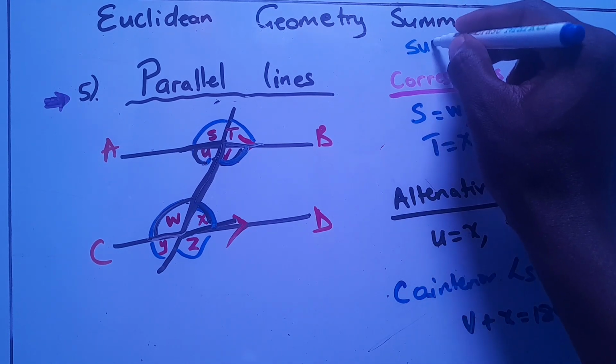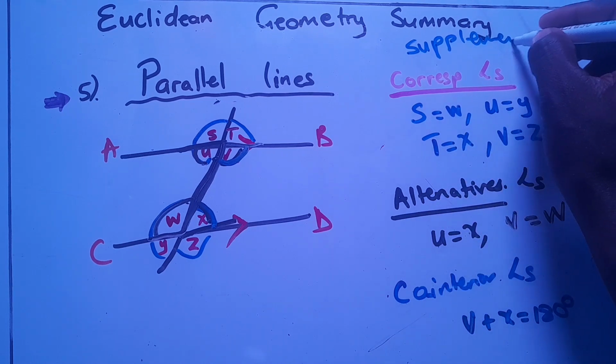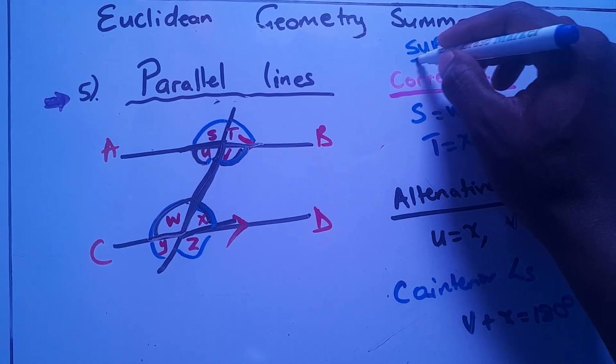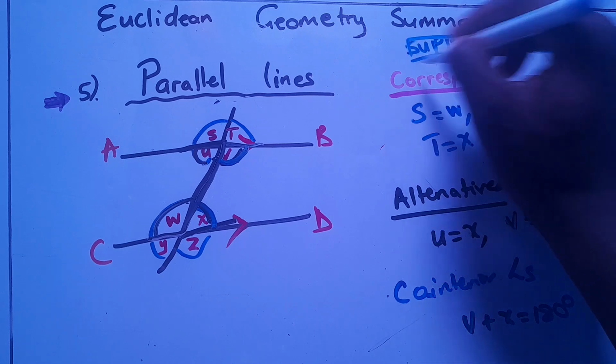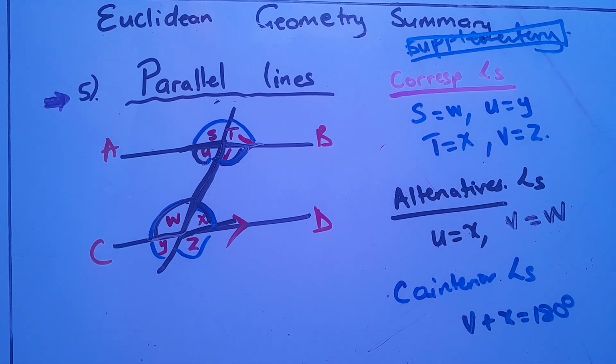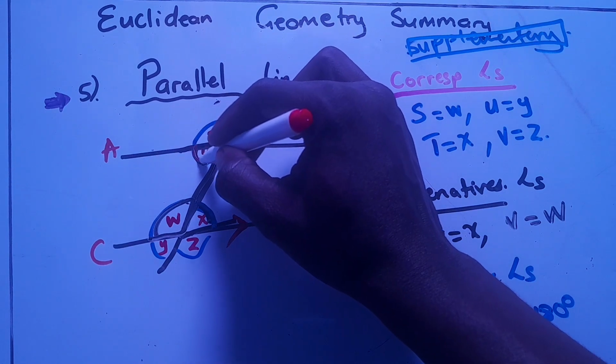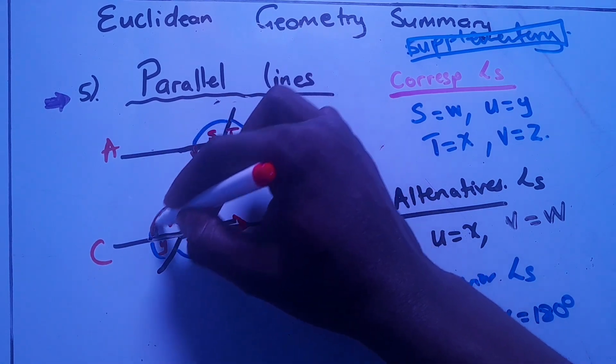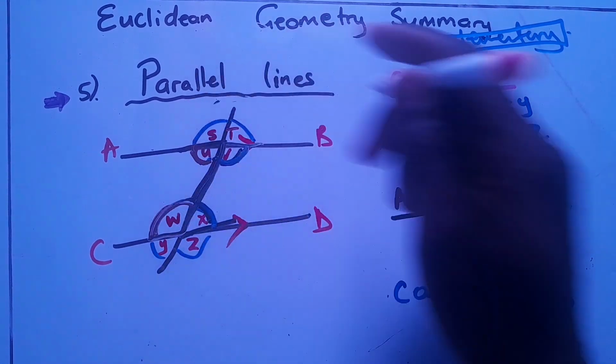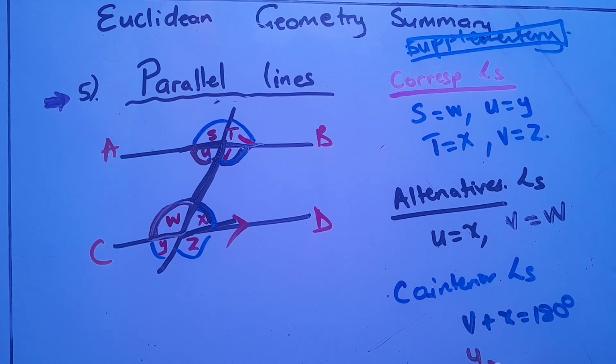So what does supplementary mean? Supplementary is when you add those angles and they give you 180. We call that supplementary. And we also have another term called complementary, when you add angles and they give you 90 degrees. Also here, our U plus our W, they're inside, so they are co-interior. So our U plus our W give us 180 as well.